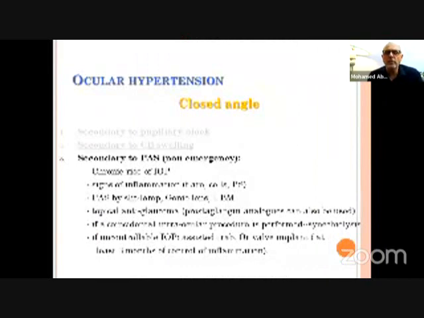The third item in closed angle is closed angle secondary to peripheral anterior synechia, and this would behave as a primary open angle glaucoma or primary angle closure glaucoma. Here the pressure is chronically high, and you can find signs of inflammation, cells and flare, and anterior synechia. The peripheral anterior synechia can be seen by slit lamp, gonio, or UBM.